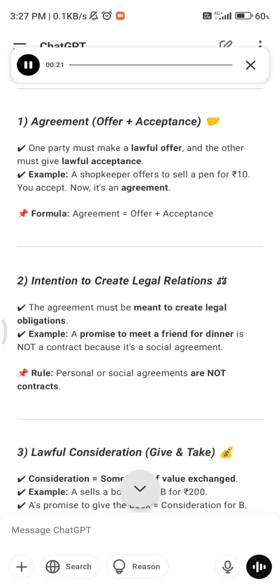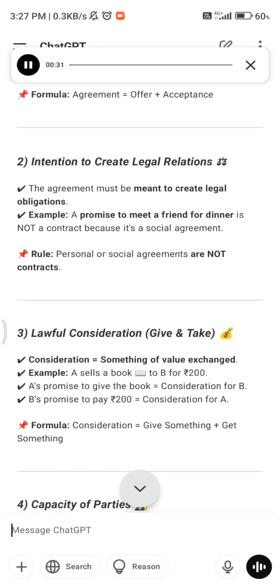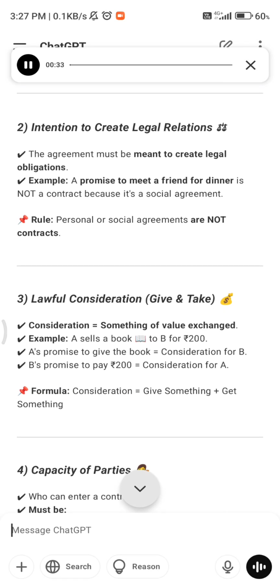Example: a shopkeeper offers to sell a pen for 10, you accept. Now it's an agreement. Formula: agreement = offer plus acceptance. 2. Intention to create legal relations. The agreement must be meant to create legal obligations. Example: a promise to meet a friend for dinner is not a contract because it's a social agreement. Rule: personal or social agreements are not contracts.